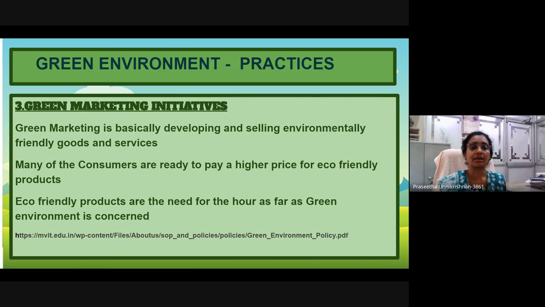Next, one of the best practices is having green marketing initiatives. Green marketing is basically developing and selling environment-friendly goods and services. Many of the consumers are even ready to pay a higher price for eco-friendly products. And eco-friendly products are the need of the hour as far as green environment is concerned.